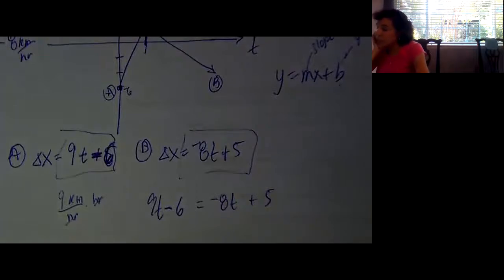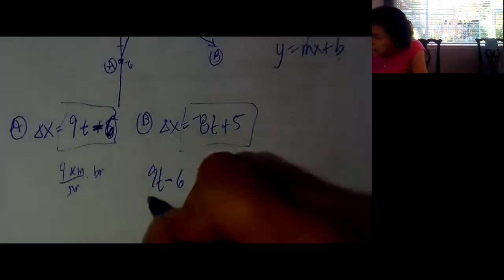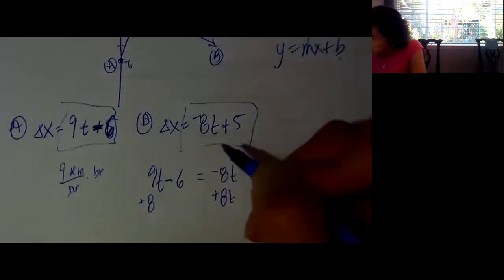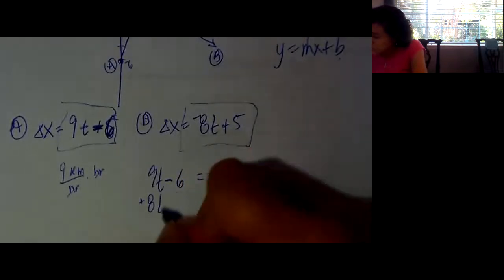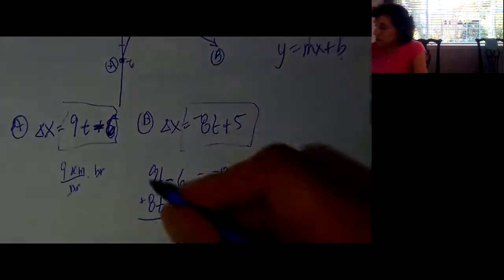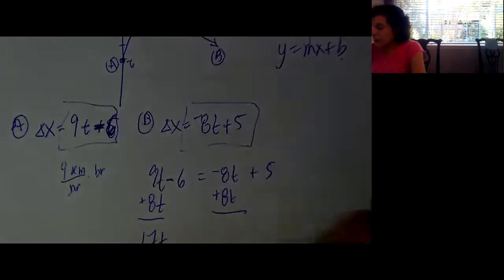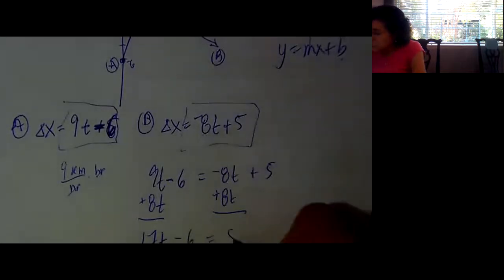So all we have are t's, and so we can solve for t. All right, so what do I want to do? Well, remember, in math you can always solve the problem more than one way. But if I add 8t to both sides, then I'll get rid of the t's over here. There we go. I add 8t to both sides. Okay, so 9 plus 8, I get 17t. All right, so now I have 17t minus 6 is equal to 5.